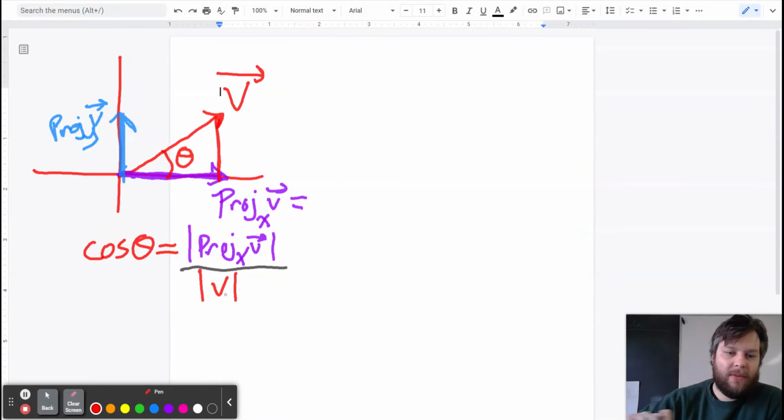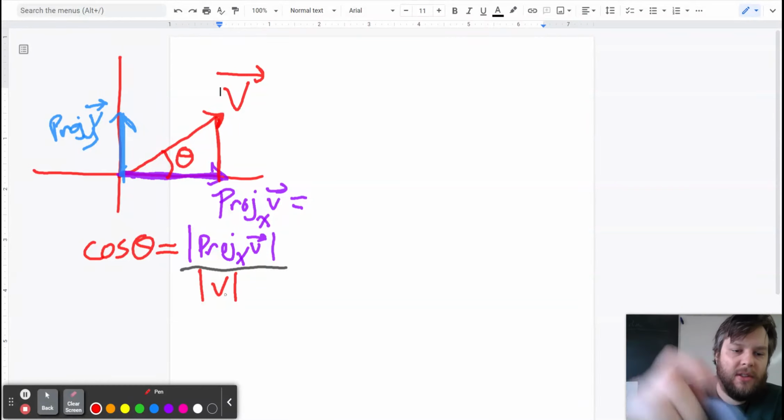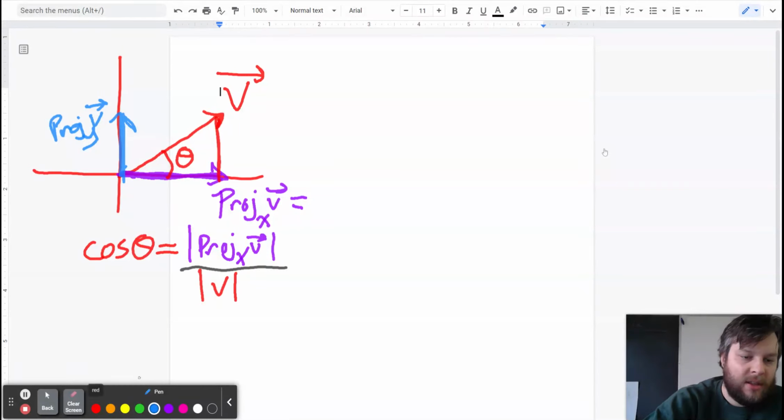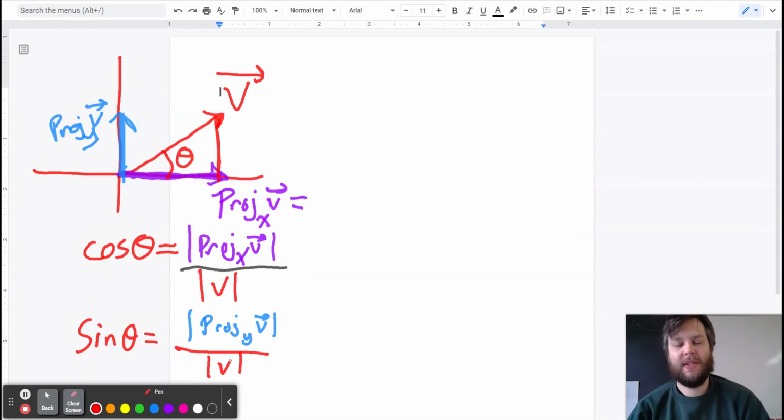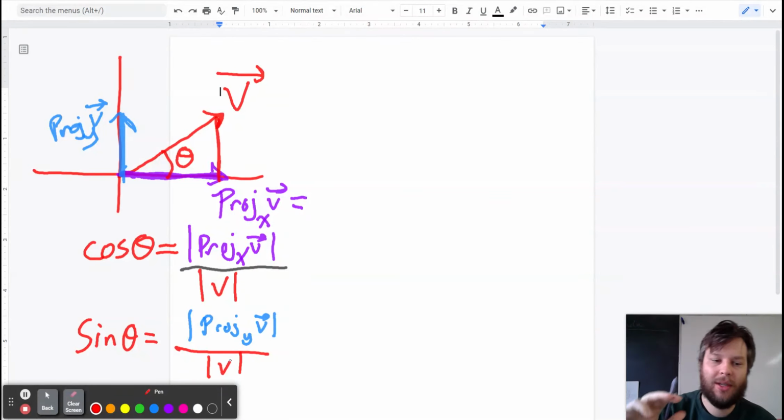And similarly, if I wanted to do sine of theta, that would give me the other projection. So that would be the magnitude of the opposite side, so the projection of v onto the y-axis divided by the magnitude of v right there. Okay, so that's kind of the basic intuition, is that sine and cosine are how we break a vector apart into its two components.